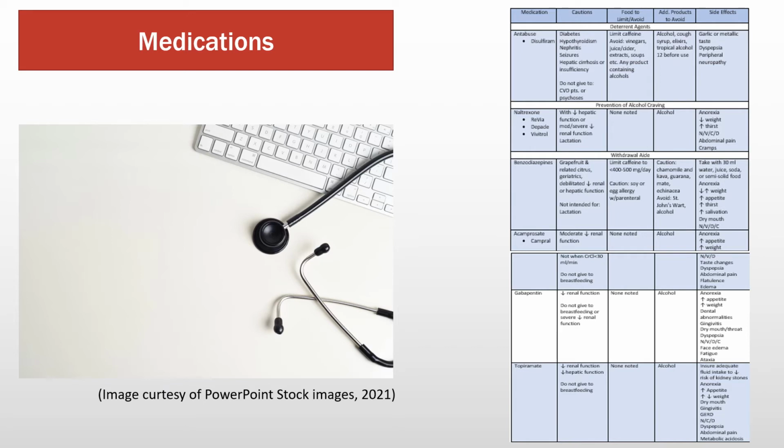There are 3 categories of medication for AUD. Deterrent agents, which are medications that help patients with AUD to not want to drink. Prevention of cravings. These are medications that reduce the physical craving of alcohol. And then withdrawal aids, medications that help the patient with symptoms of alcohol withdrawals.